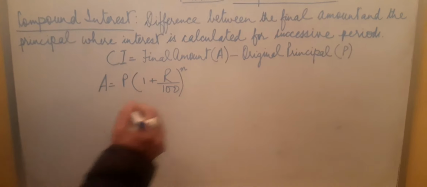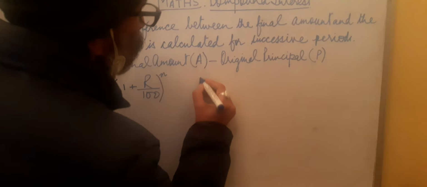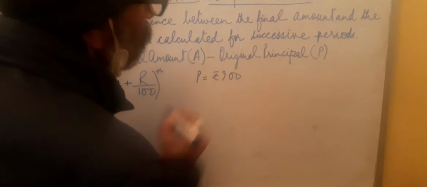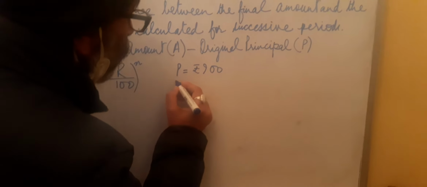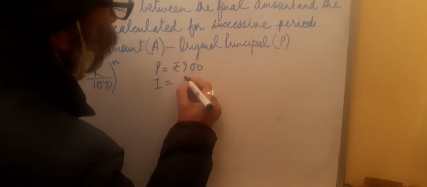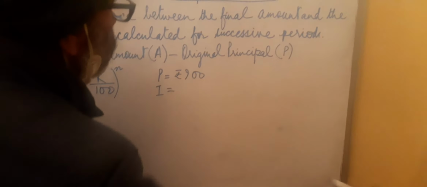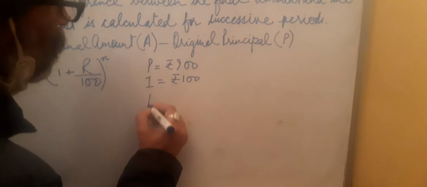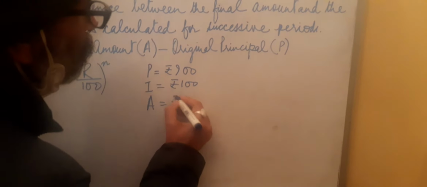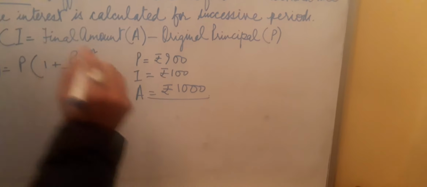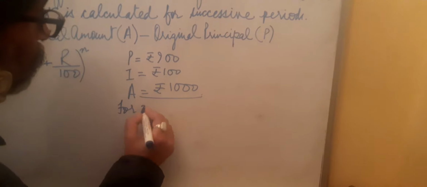Suppose the principal for the first year is rupees 900. Interest for this amount for 1 year is equal to, suppose, rupees 100. The amount for the first year will be rupees 1000. Now this rupees 1000 will become the principal for the second year.